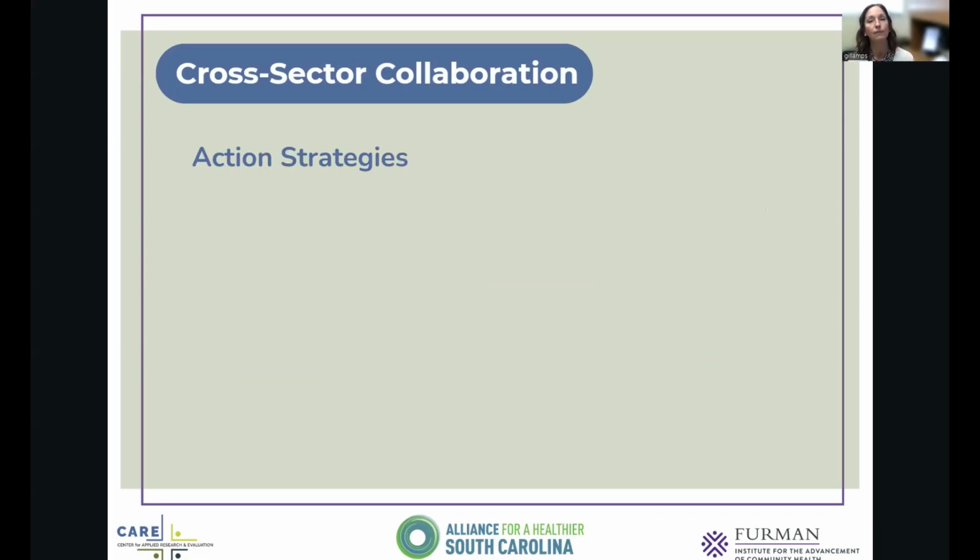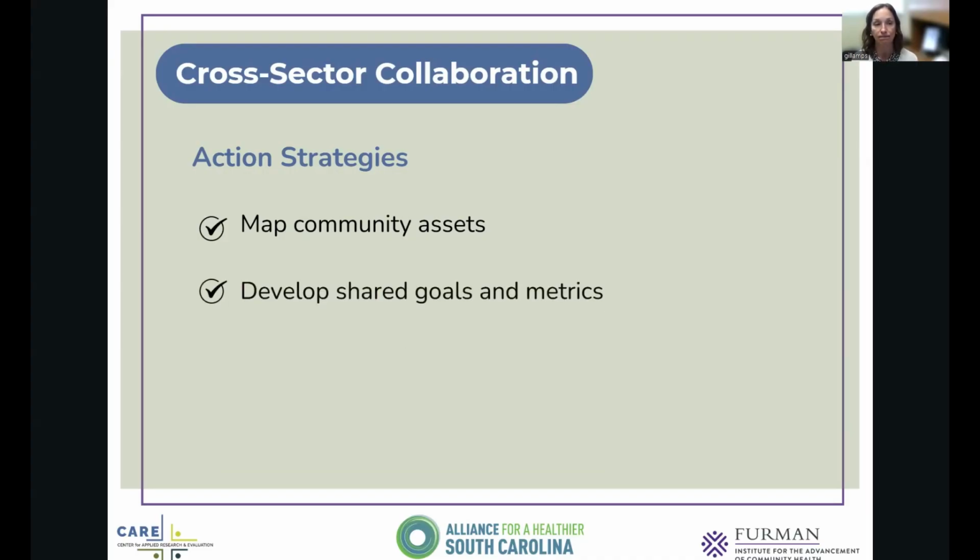So some action strategies, which I've probably already mentioned, but one of them is you can identify, by engaging community members, what do we already have in our community to address the issues? And then that can lead into what are the gaps. So having these multiple sectors participating from the very beginning really helps you with doing a comprehensive job of understanding what are the assets we have in our community. It helps to develop shared goals and metrics.